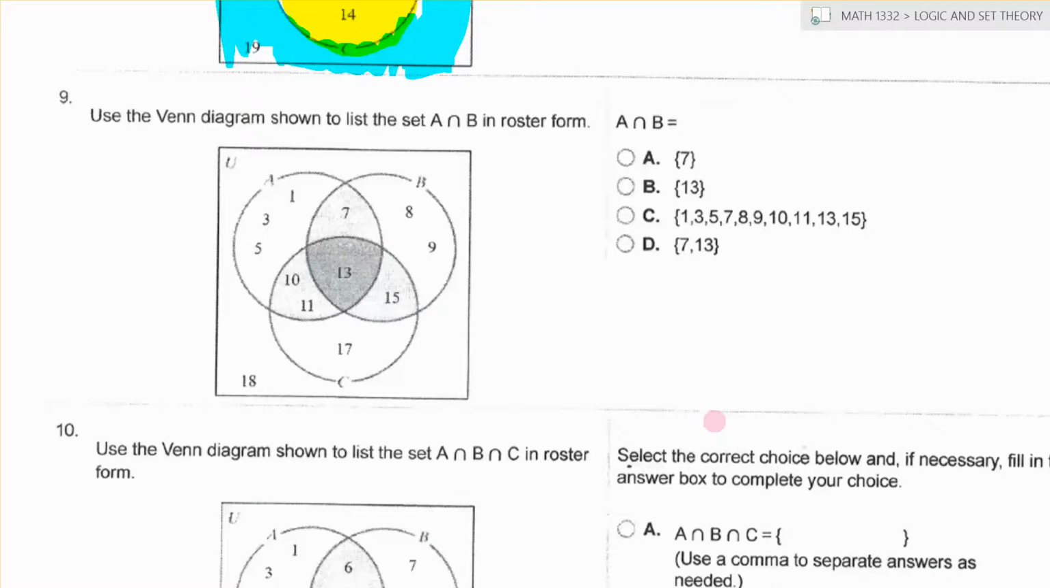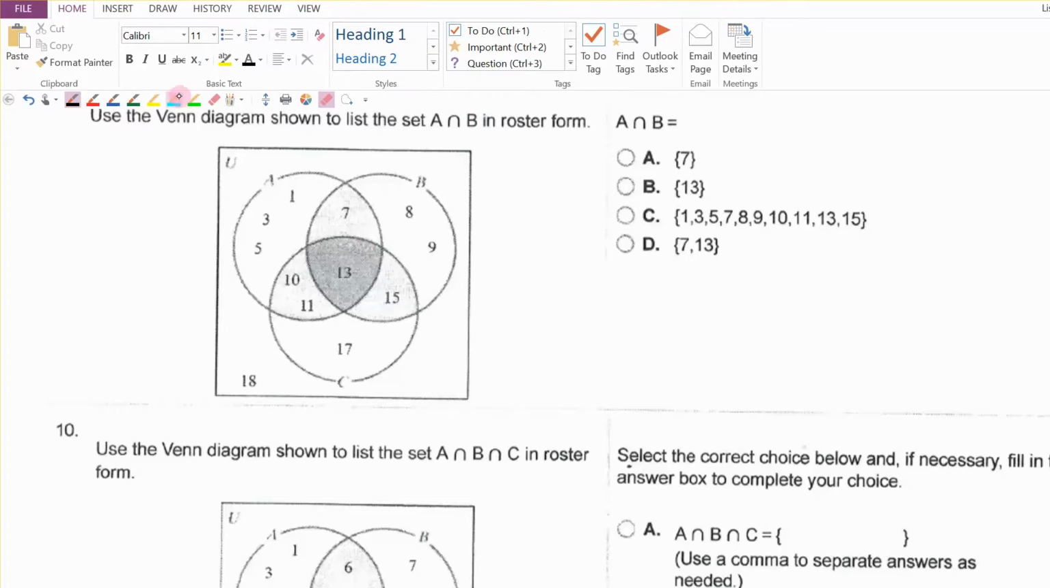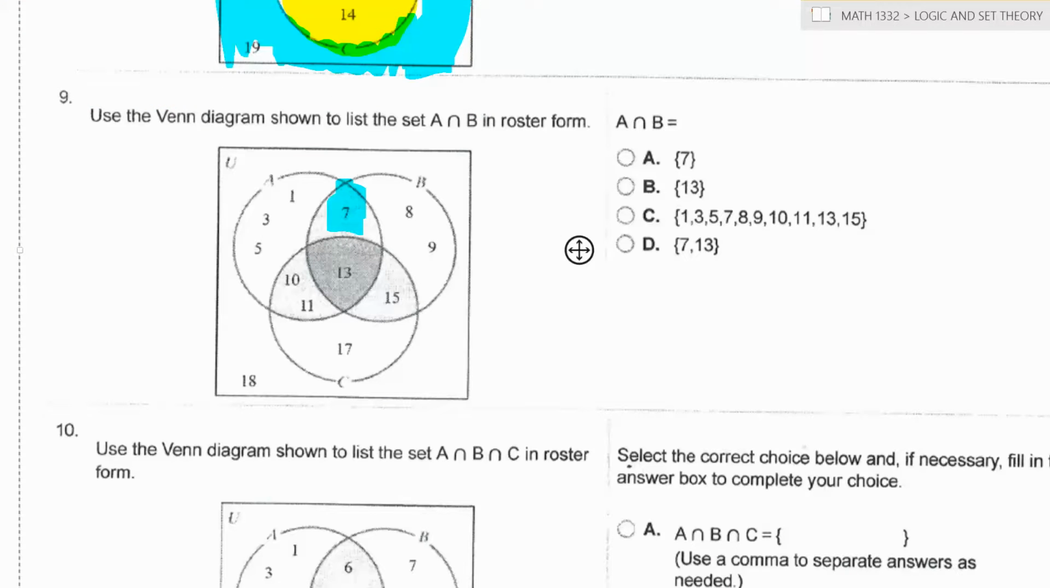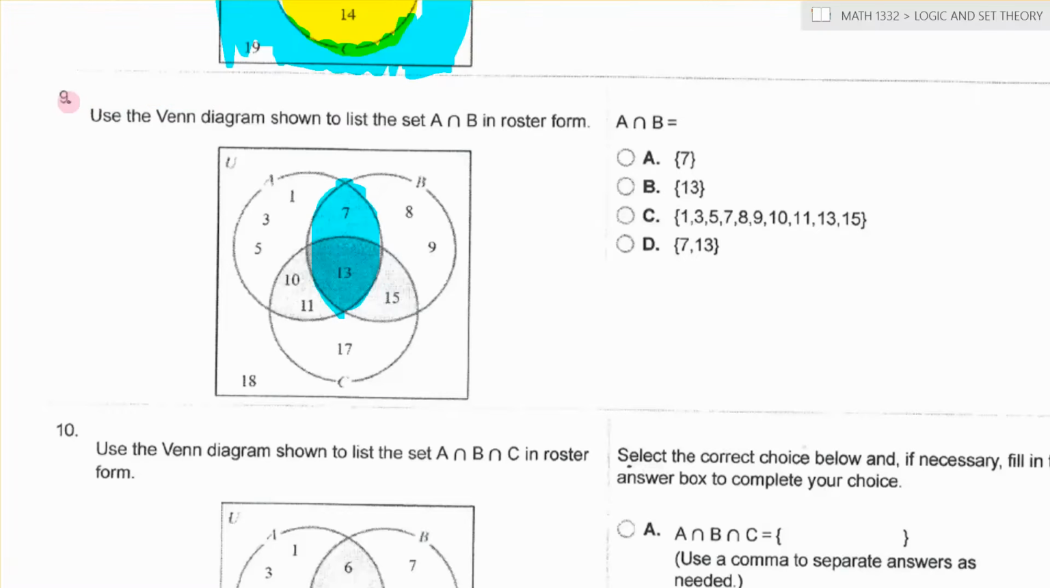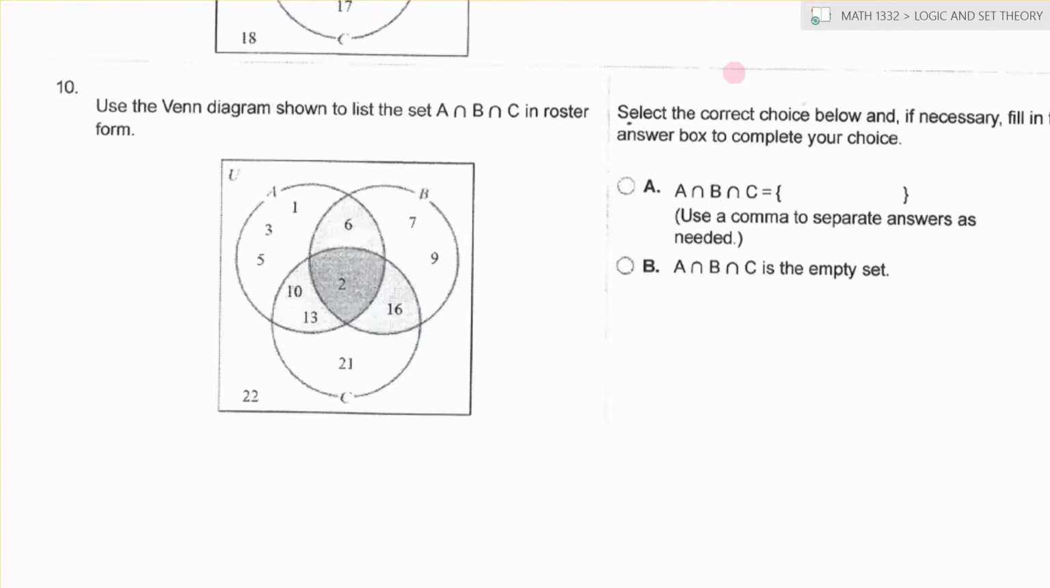All right, this time I'm supposed to find the list, the set, A intersect B. So can we find A intersect B? Okay, it is right here. So it is 7 and 13. This is our last one. I'm supposed to find A intersect B intersect C.